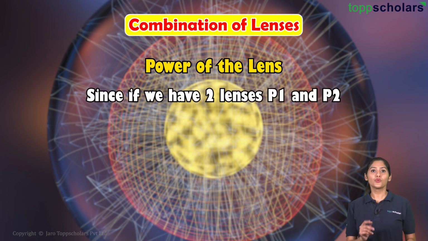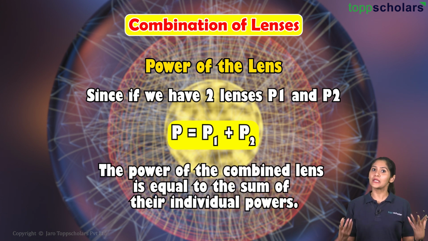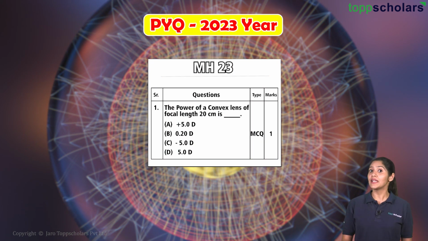Since if we have two lenses P1 and P2, then the effective power of their combination will be P1 plus P2. So basically, the power of the combined lens is equal to the sum of their individual powers. Here we have a PYQ from this chapter asked in the year 2023.